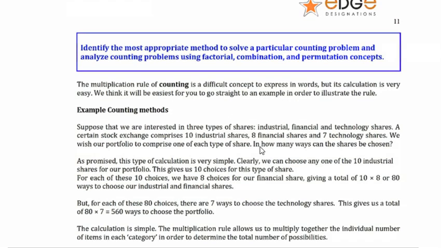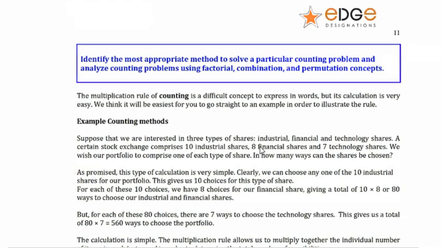We move on to the very last one over here, nice and simple. Nothing too crazy. On top of page 11, identify the most appropriate method to solve a particular counting problem. And we work with things like factorials. If you've seen those on your calculator, it's this fancy little button, the factorial button, which is that one.